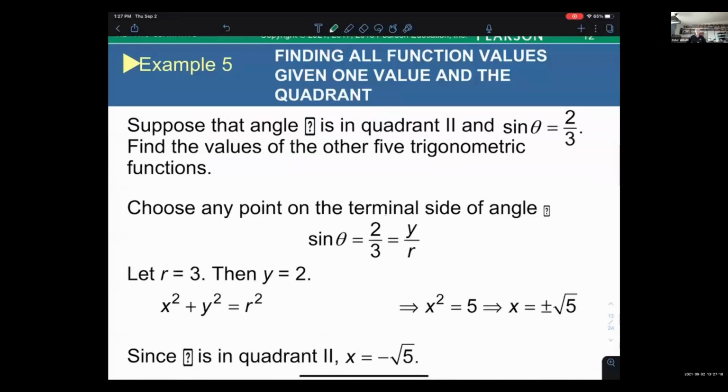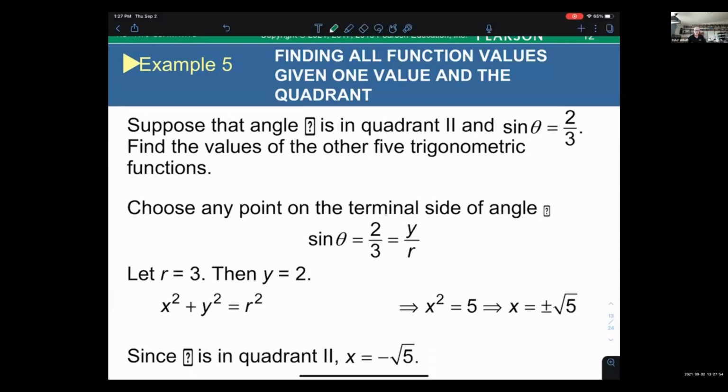All right, so let's look at this next example, finding all function values given one value and the quadrant. So this is a procedural thing to have you begin to work with the trig functions and practice with them. So let's take a look at what they're offering up there. Suppose that angle theta is in quadrant 2, and we know that sine of that angle is 2/3. Find the values of the other 5 trigonometric functions.